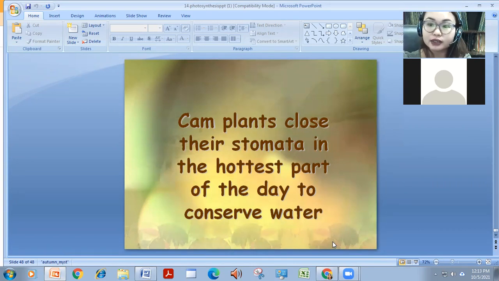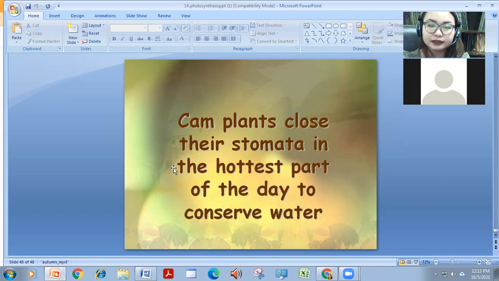This is their main characteristic because these plants thrive in hot and or desert environments, so their stomata close during the hottest part of the day.